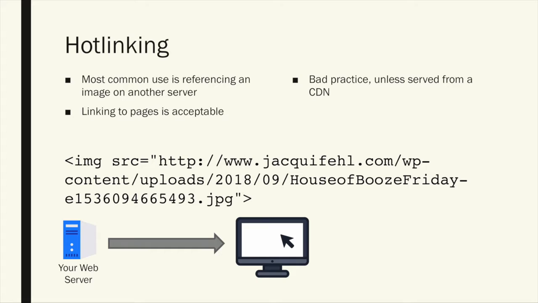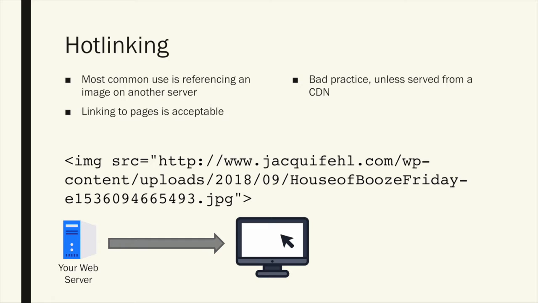Lastly, we have hot linking. Now, for hot linking, the most common use is referencing an image on another server. You can link to pages all day long, but referencing images or files on another server is technically a bad practice unless you're on a content delivery network or a CDN.